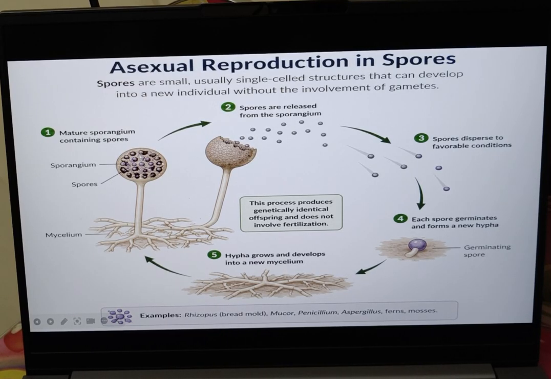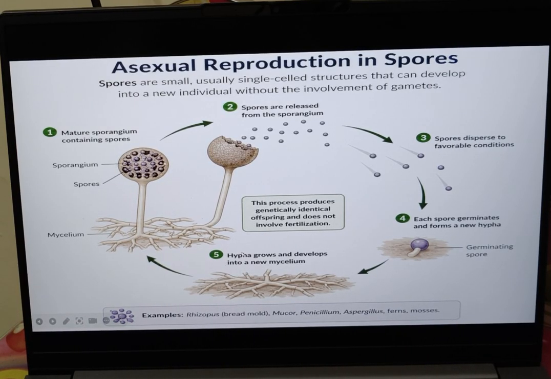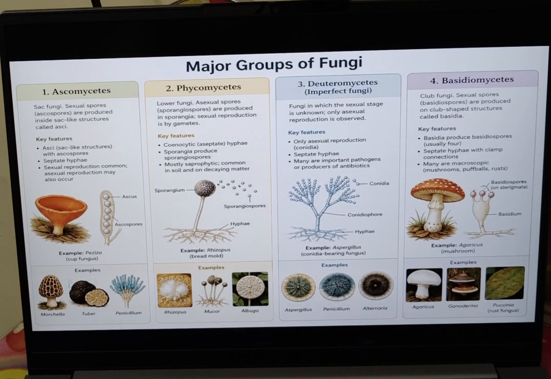When these spores meet favorable conditions, they rupture. You can find the sporangial wall is ruptured out and they release spores. This spore will fall onto a place and start germinating. That germinating is hypha. So the hypha grows and develops into a new mycelium. That clubbing together you call mycelium. Examples: Rhizopus, Mucor, Penicillium, Aspergillus. So this is just an outline about the major groups of fungi: ascomycetes, phycomycetes, deuteromycetes and basidiomycetes.